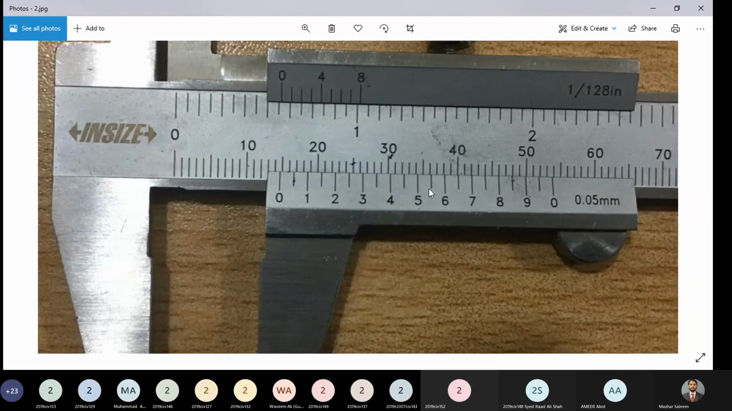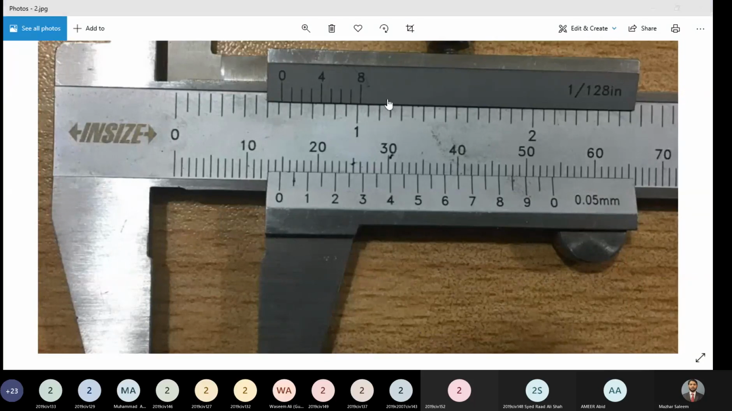14 is coming from the main scale and 0.75 is coming from the vernier scale, so 14.75, because the line present in between 7 and 8 is coinciding with a division of the main scale. If this line had been coinciding, we would have said it is 14.70. If this line had been coinciding, we would have said this is 14.80, and so on. So this is a way to directly read from vernier calipers.